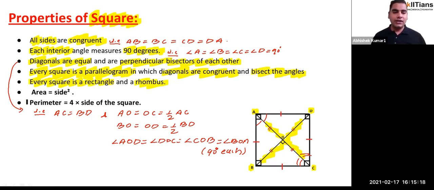The most important point here is, what is the formula for the area of a square? The area of a square is always given by side squared. You just need to multiply the side two times and you will get the area of the square under consideration.